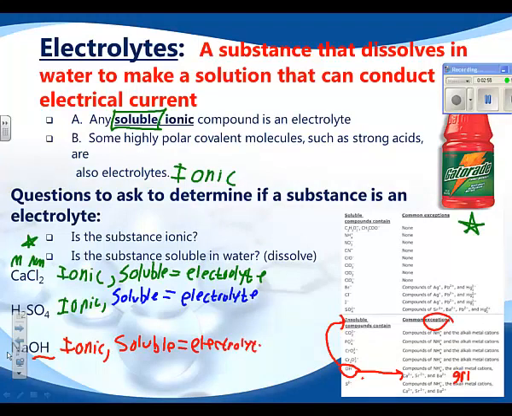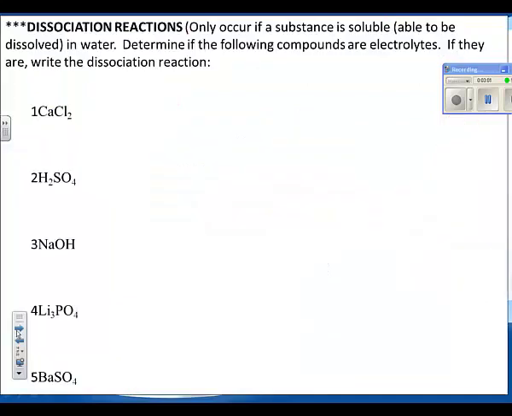Those charts take some practice to get used to. We'll get a lot of practice in class. So when something dissolves, it undergoes something called dissociation. The only thing it means is that it's split. So it only occurs if it's ionic and soluble in water. So now we got to do some dissociation reactions. The way you do these is first you figure out if it's ionic and soluble. We already decided that these first three were electrolytes.